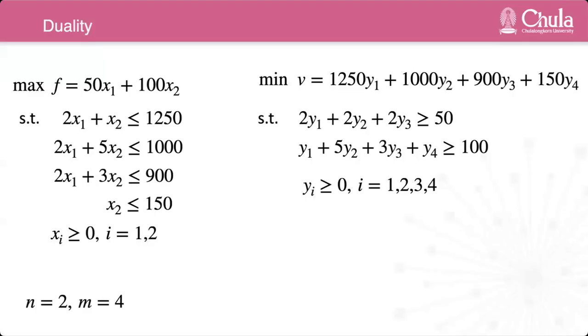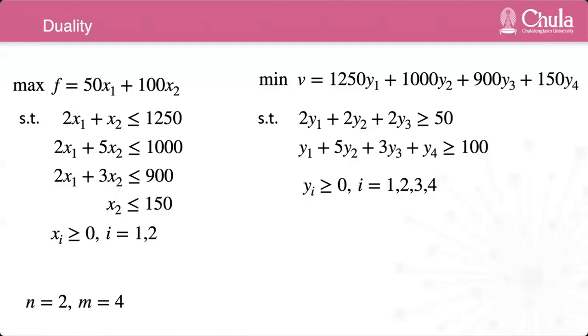Okay. We can convert it to the dual, where the objective function is minimize 1,250 y1 plus 1,000 y2 plus 900 y3 plus 150 y4. And for the constraints, the first one is 2y1 plus 2y2 plus 2y3 greater than or equal to 50. Why do we have 50 here? 50 here is the coefficient.